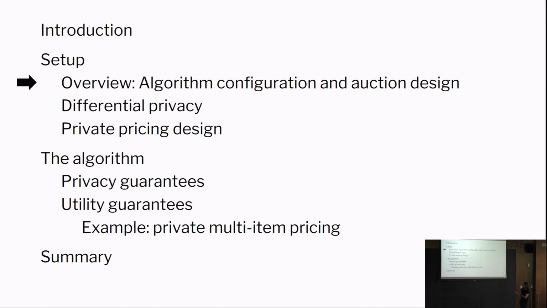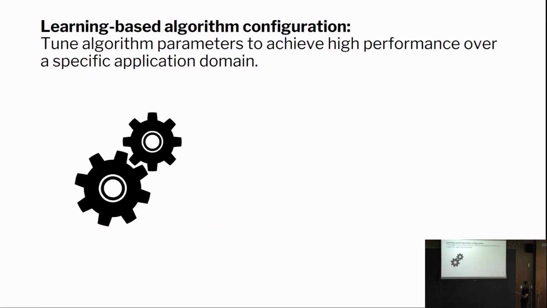maximize. So next, I'm going to give a high-level idea of what we are able to prove for algorithm configuration and auction design. Then I'll talk about what I mean by privacy. I mean differential privacy. And then I'll give a more specific example of what differentially private pricing design means. So first, learning-based algorithm configuration.